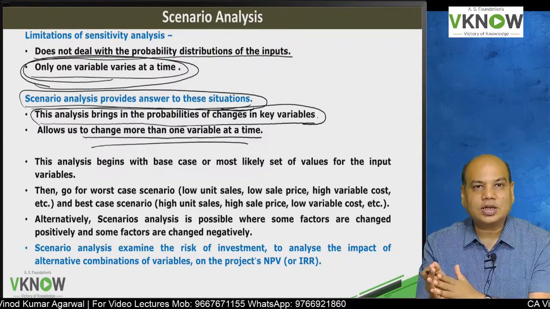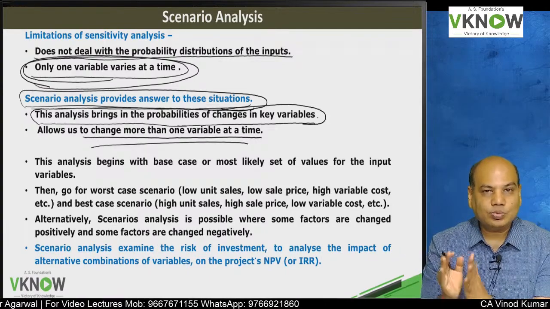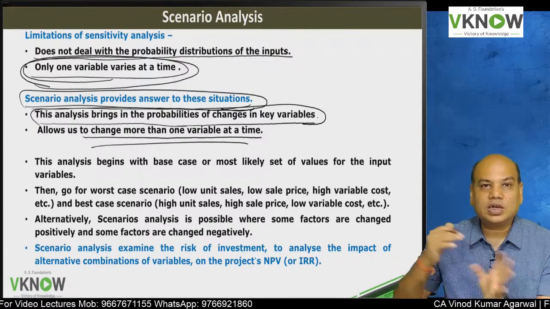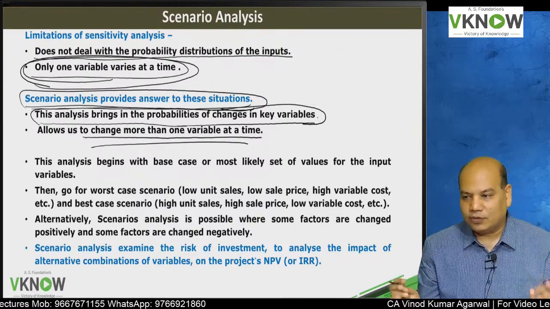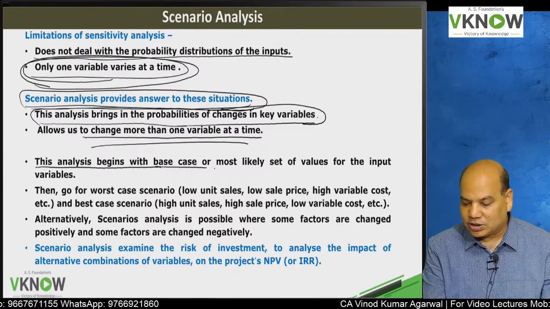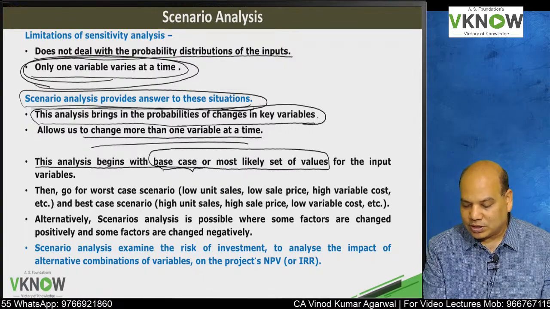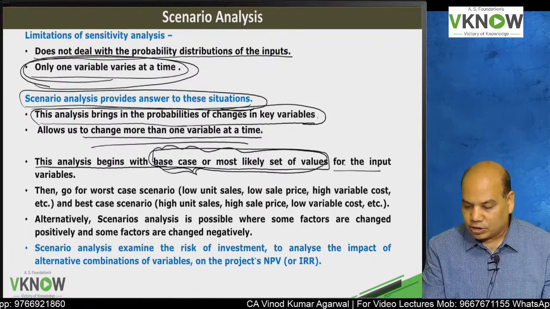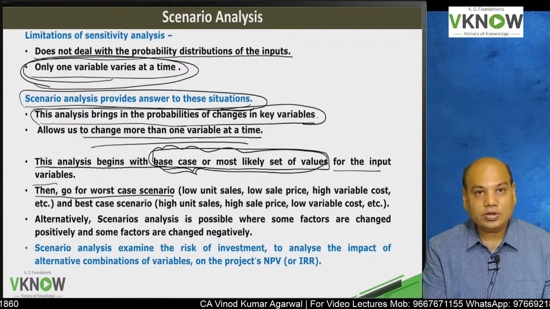And again in the second scenario, we can take two, three, four variables different. We can change more than one variable in the second scenario or third scenario. So we can do multiple scenarios, and then we will be able to take a more informed judgment. This analysis begins with the base case or most likely set of values. So first we will take the base case. Base case means what is more likely to occur for the input variables. We will also test the worst case scenario.